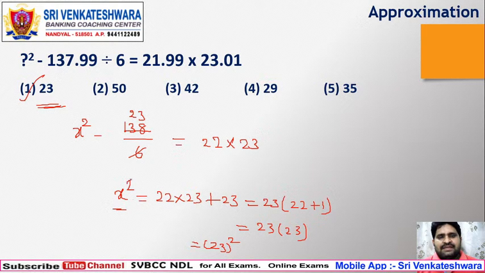So 138 by 6, which you got 23. If I take that side, 22 into 23 plus 23, if I make 23 common, 22 plus 1, so 23 into 23, which is 23 whole square. X square is equal to 23 whole square, which I can write simply x equal to 23. Next one.